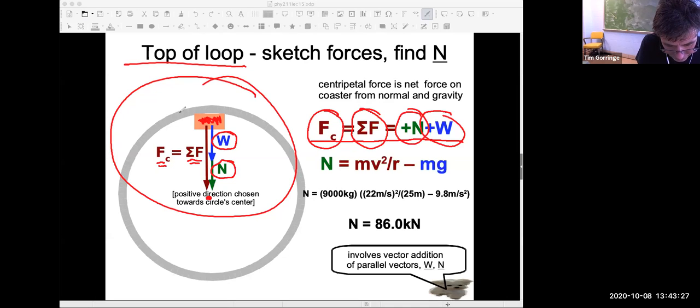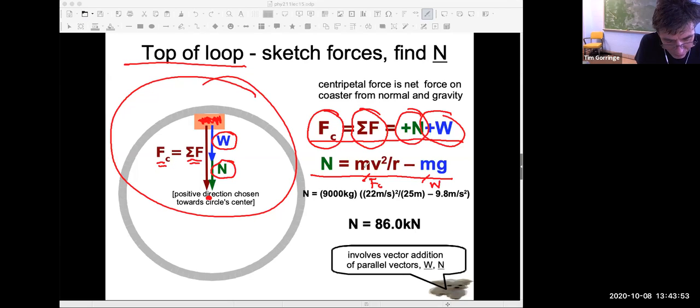And now I'm going to solve this for the normal force. So firstly, I rearranged this equation for the normal force. The normal force would be the difference between the centripetal force and the weight. That's here. Here's the centripetal force. Here's the weight.